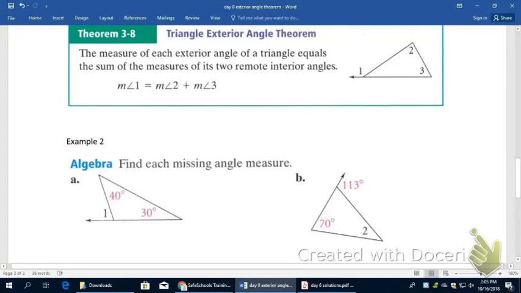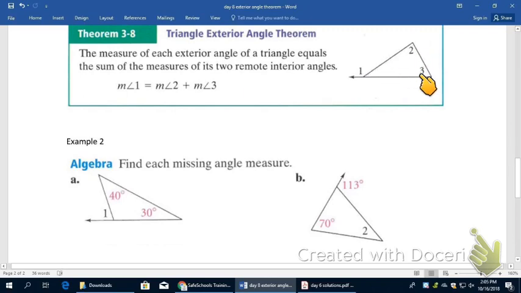Alright, in this lesson we're talking about the triangle exterior angle theorem. Angle 1 would be an exterior angle. Since one of the sides, in this case the bottom side, has been extended with a ray, that forms an angle with this side of the triangle, so that's what we consider to be an exterior angle.